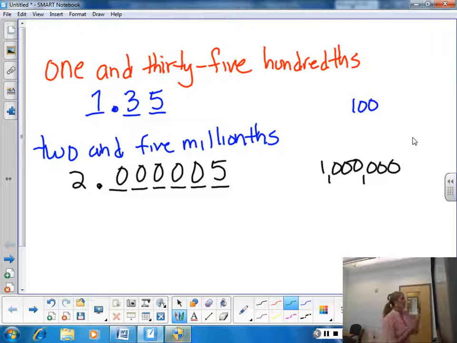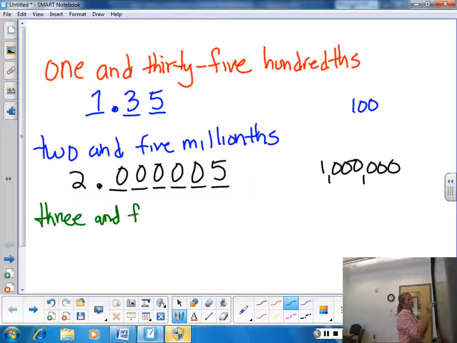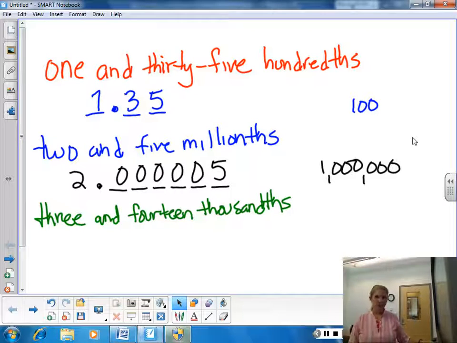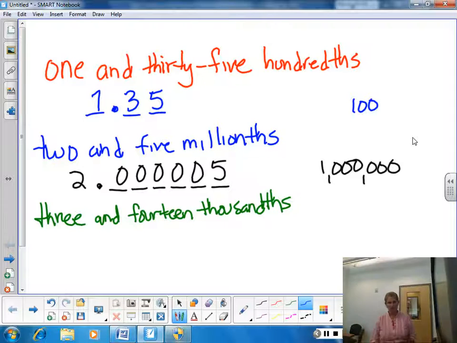Okay, you try this one. Again, you should be trying all these and the ones on your practice sheet and then coming back and seeing how you did. 3 and 14 thousandths. Again, how you get good at these is to try them on your own. You don't get good at any math by just watching somebody else do it.